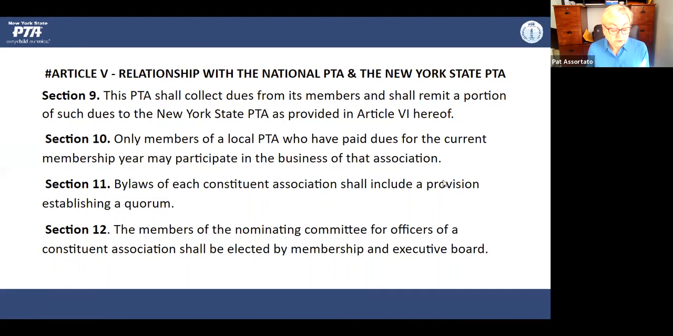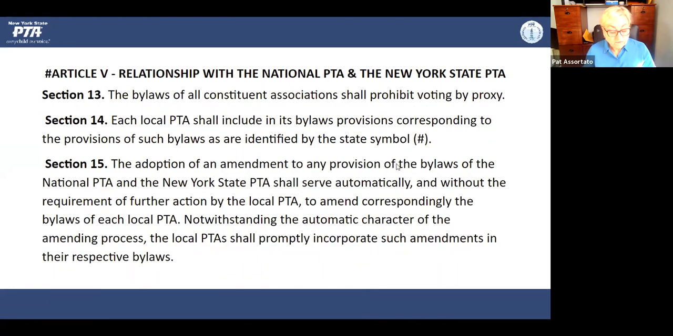Section 11 prescribes the requirement to set and include in your bylaws a quorum. And Section 12 prescribes that members of the nominating committee must be elected, not chosen. Article 5, Section 13 requires that all bylaws include a provision that prohibits voting by proxy. A proxy vote is a ballot cast by one person on behalf of another person, not allowed in PTA.